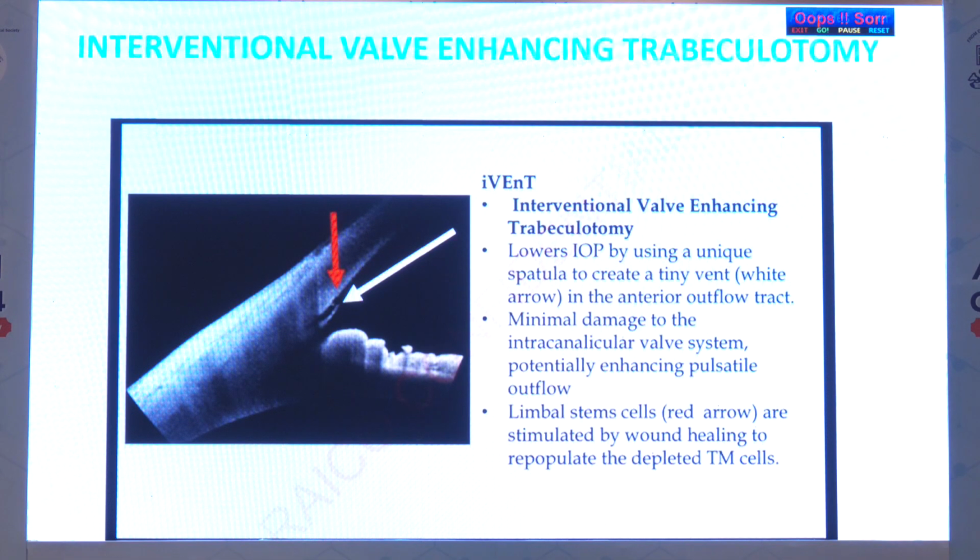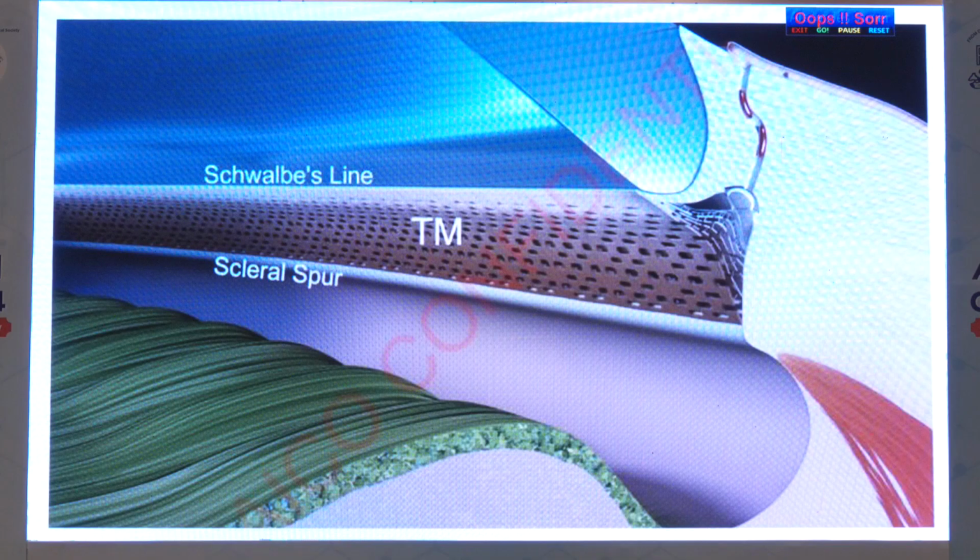This is again a new goniotomy, interventional valve enhancing trabeculotomy. In this we use a specialized instrument. It's not available right now, it's in trial phase. Here we create a tiny vent at the anterior outflow tract. The basic advantage of this procedure is that we are not damaging the trabecular meshwork. We make the incision at the level of Schwalbe's line, so it will enhance the pulsatile outflow of the aqueous flow. So it's a more atraumatic procedure. Probably in the future I can show some results. I am currently working on it.